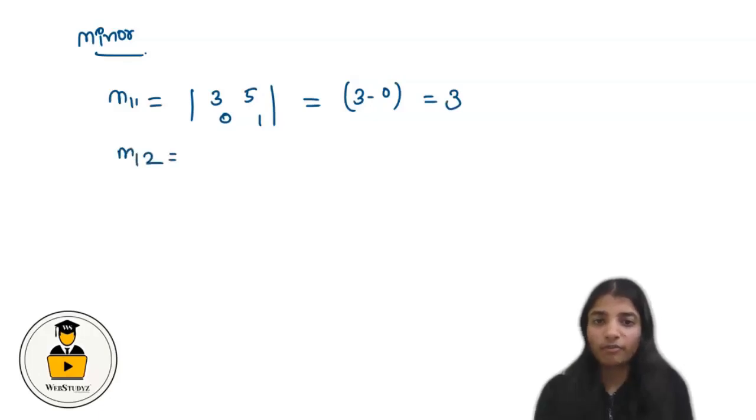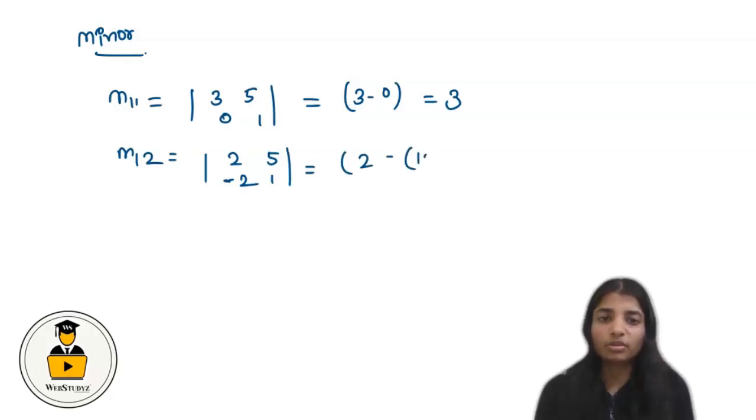Now the value of M12: cancel the row and column which consists of the element A12, and write the remaining elements in the form of a matrix, which is 2, 5, minus 2, 1. Now find its determinant. 2 multiplied by 1 is 2, minus 5 multiplied by minus 2 is minus of minus 10. So this is equal to 2 plus 10, that becomes 12.